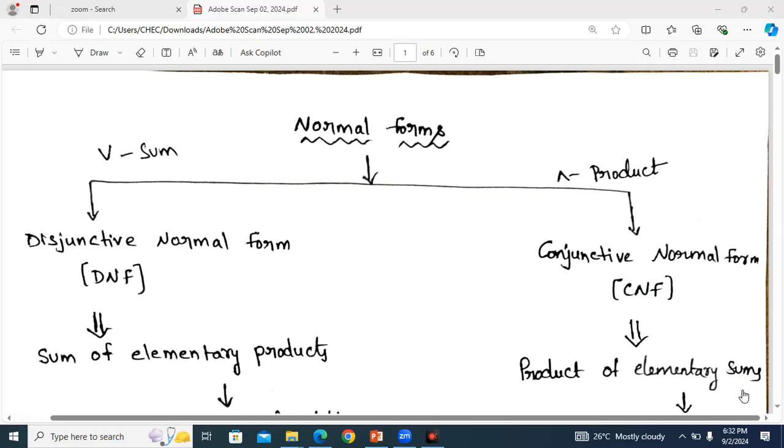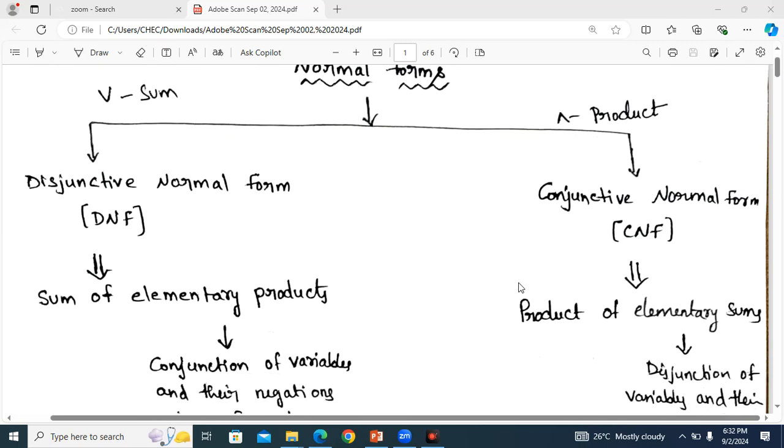Today's topic is normal forms. So, what is the use of normal forms? Normal forms simplify complex expressions, making them easier to understand and work with. Here, we learn about two types of normal forms: disjunctive normal form, in short DNF, and conjunctive normal form, CNF.